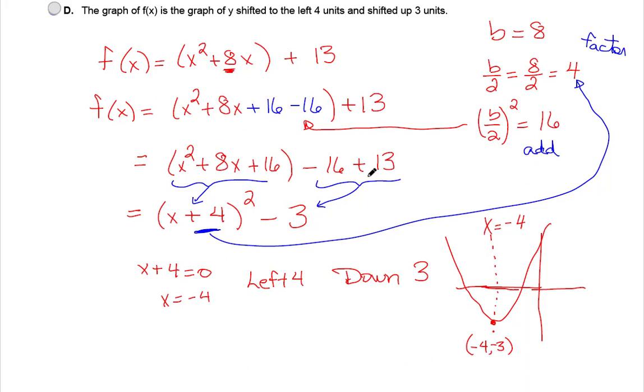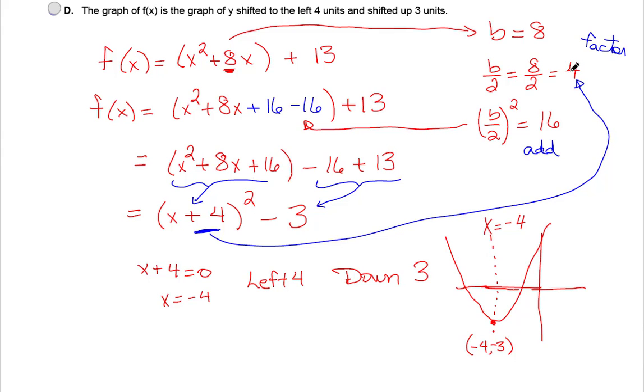So first off, like before, I keep together the first two. Now there's nothing I need to do here in terms of getting rid of a negative because there's not something in front of the x squared. So I go about the business of completing the square. B is 8. b over 2, 8 over 2 is 4. I'm saving that for factoring.